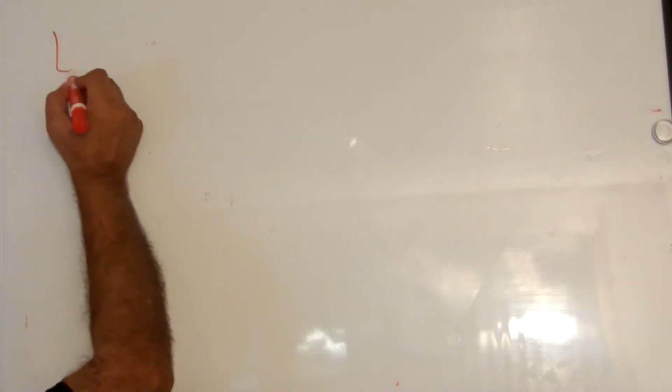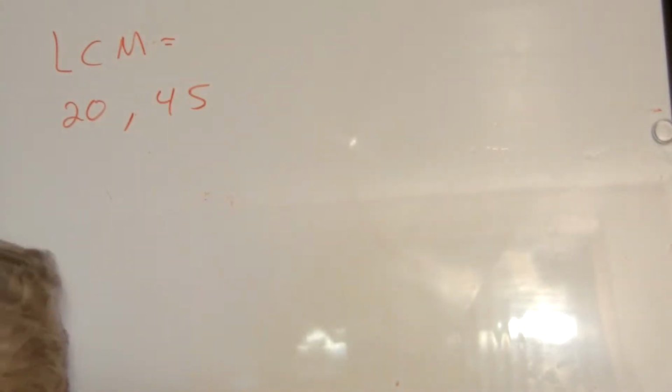Okay. Now in this video we're going to talk about LCM, the least common multiple. When you're talking about two numbers like 20 and 45, how do we find the LCM?